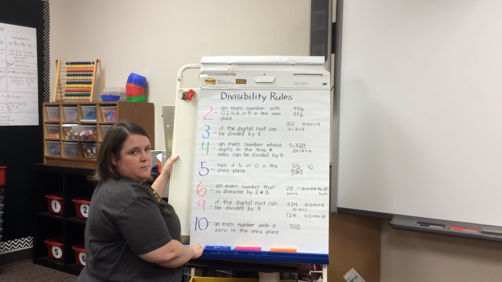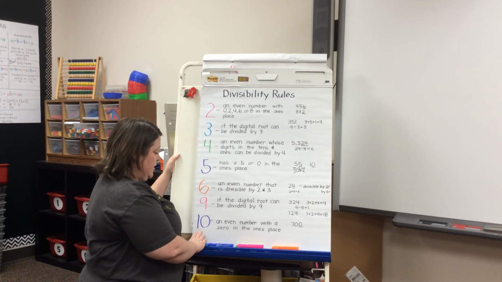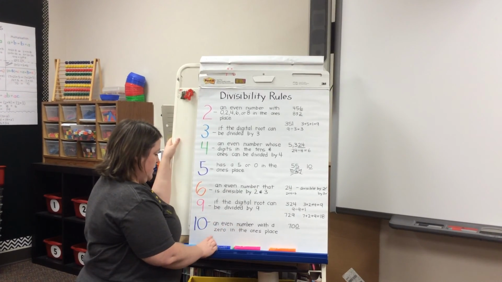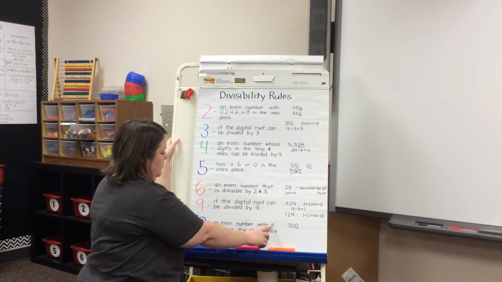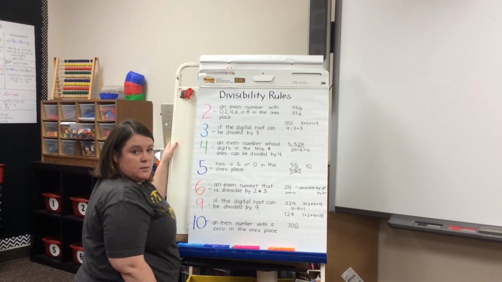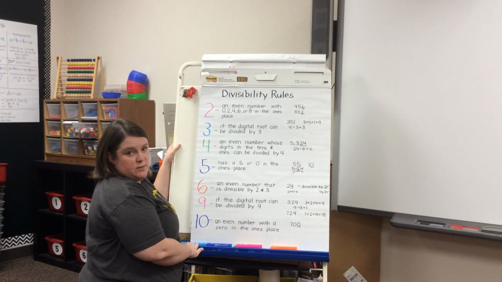The final rule is something they definitely learned all the way back in kindergarten, 10. If you walk by a kindergarten classroom, you'll hear them counting by tens. An even number with a 0 in the ones place. 700 has a 0 in the ones place, so 700 is divisible by 10.